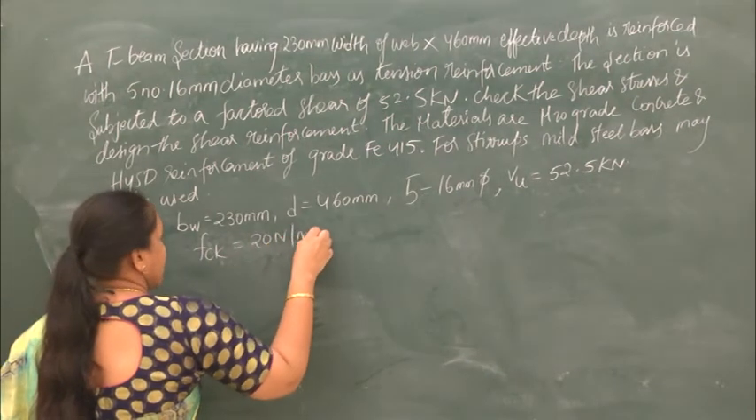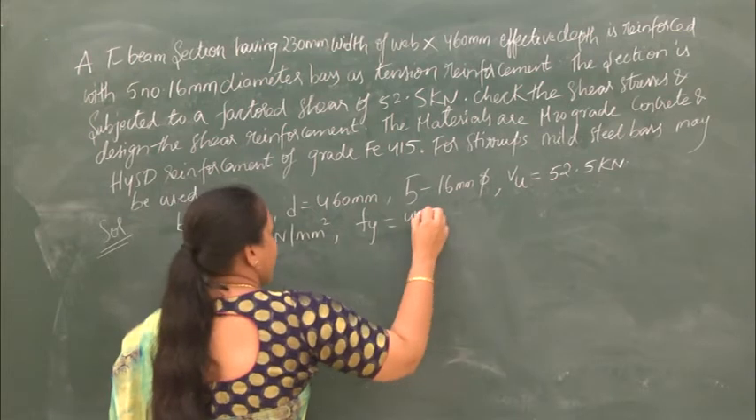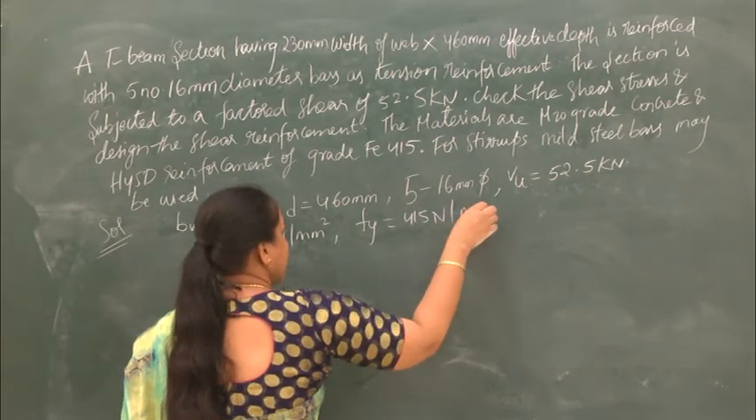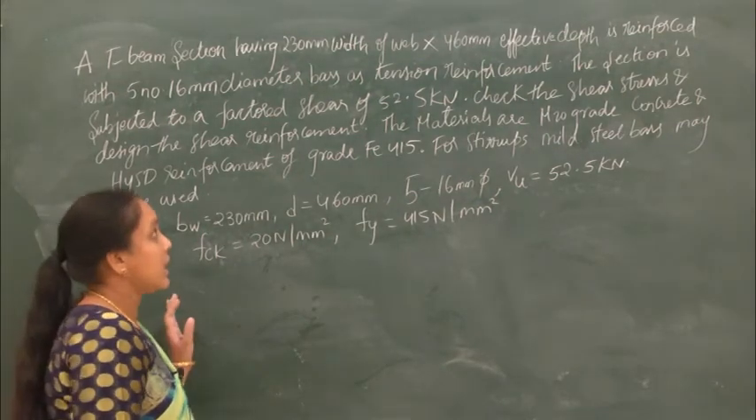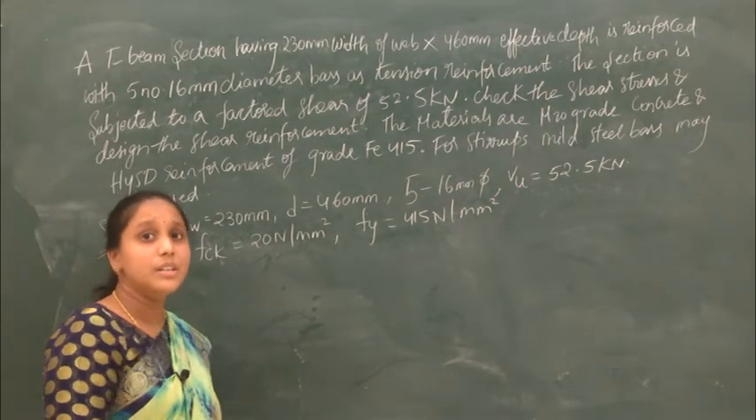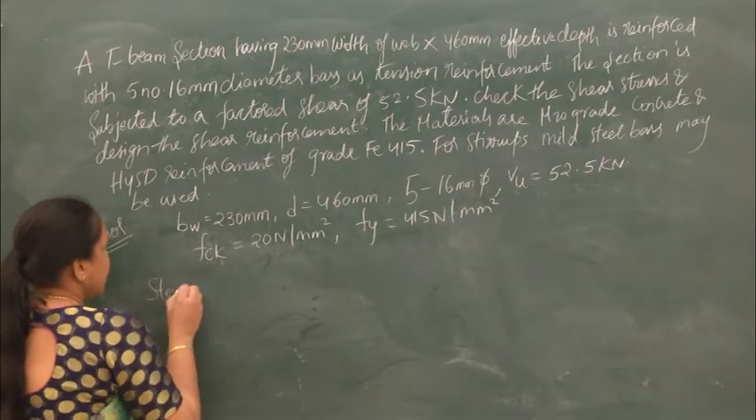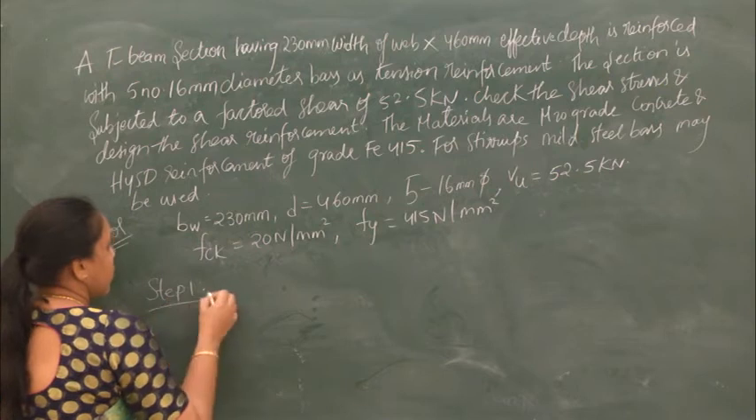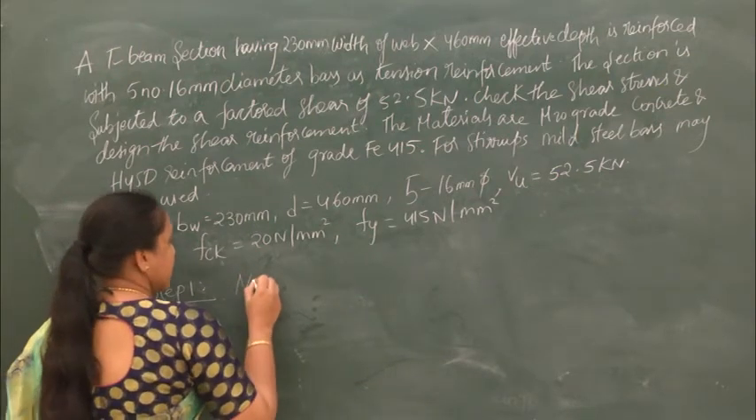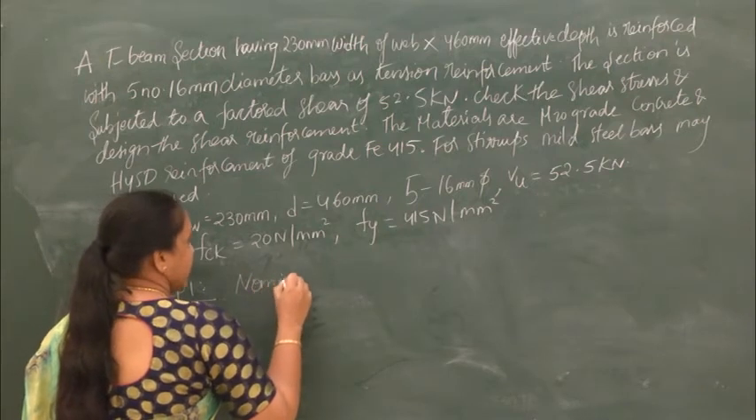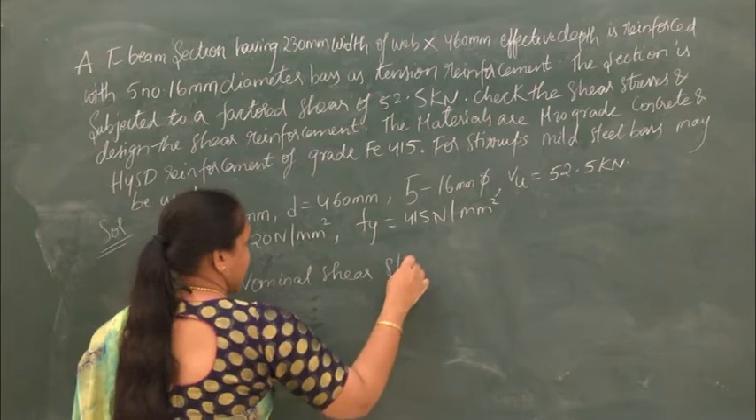And the grade of concrete is given as 20 Newton per mm square, and the grade of steel is given as per mm square. And what is it asking here? It is asking to design for the shear reinforcement. So what is the first step we have to do here? The first step is to find out the nominal shear stress tau v. So first let us find out the nominal shear stress.